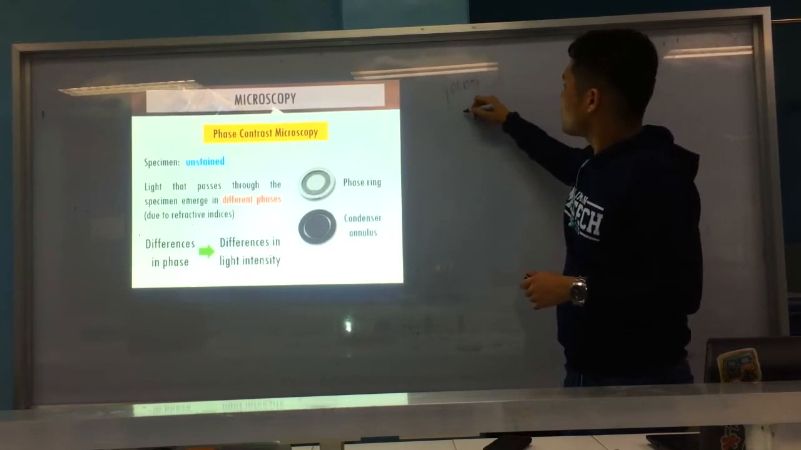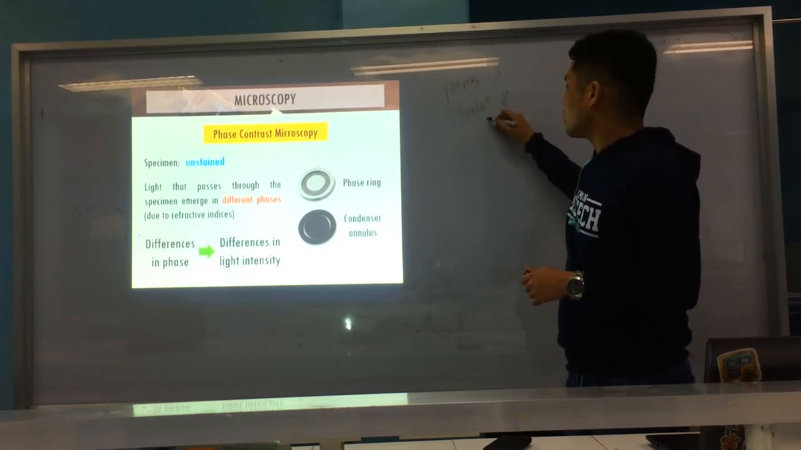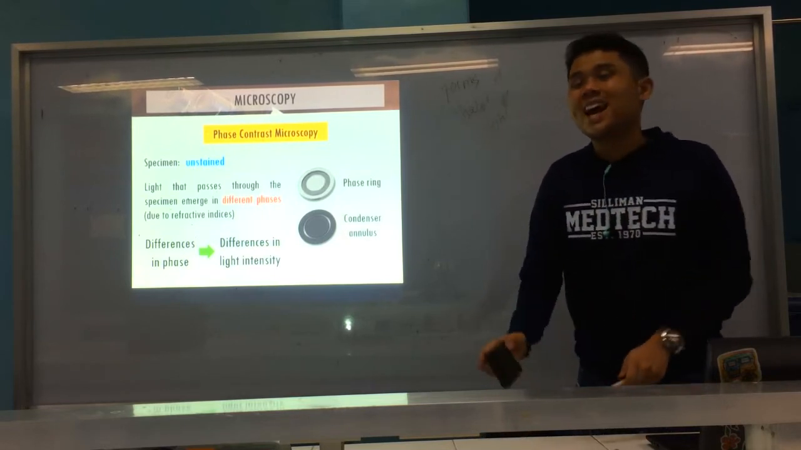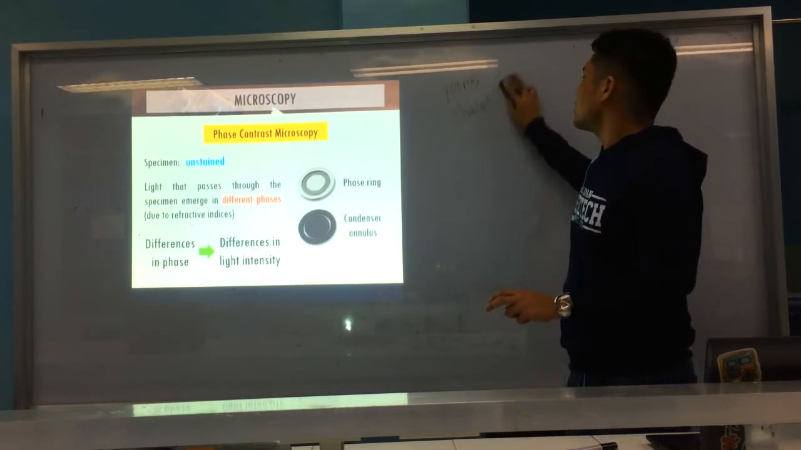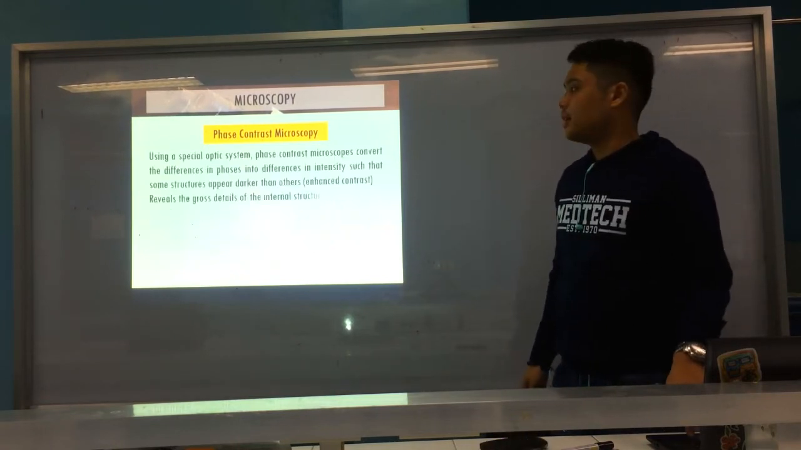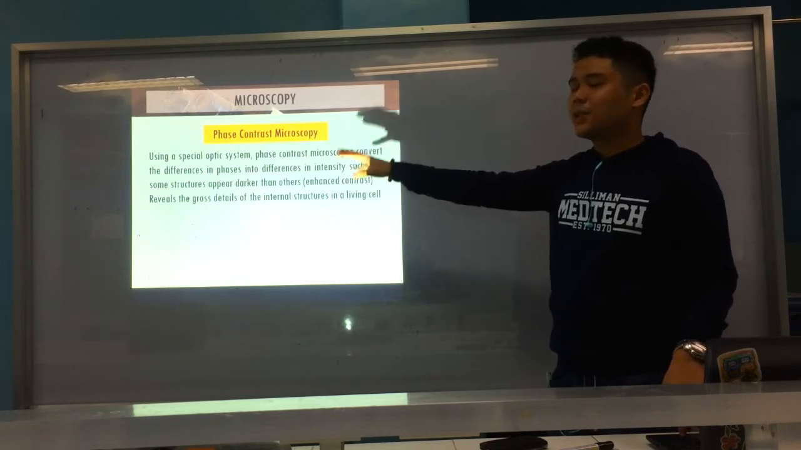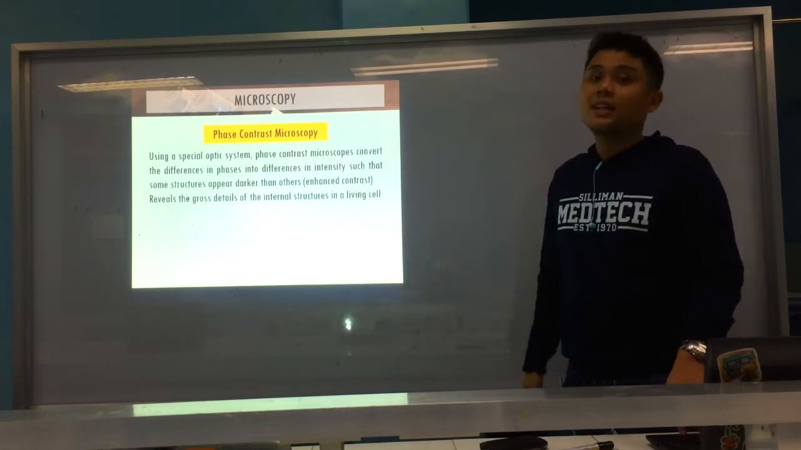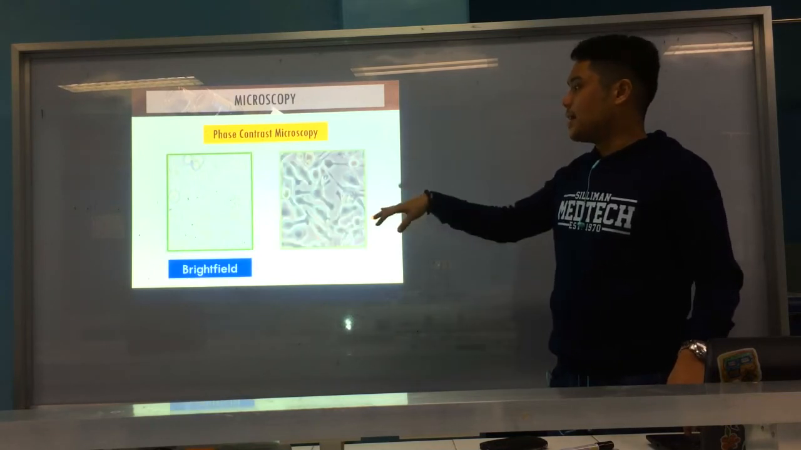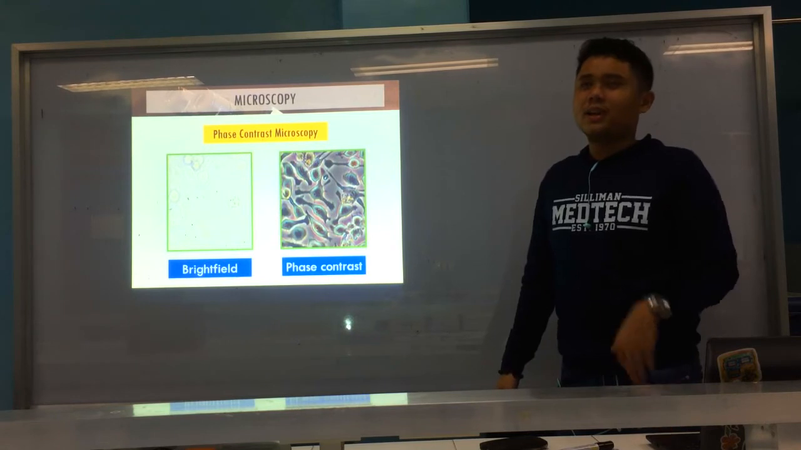Basta, it forms a halo of light, that's phase contrast. It forms a halo of light in the background of the specimen. Just remember, halo of light, phase contrast microscopy. Okay, all right. So different phases enhance contrast and reveal the gross details of internal structures in living cells. Here's an example, bright field and then phase contrast. The internal structures are more visible, okay? So that's phase contrast.